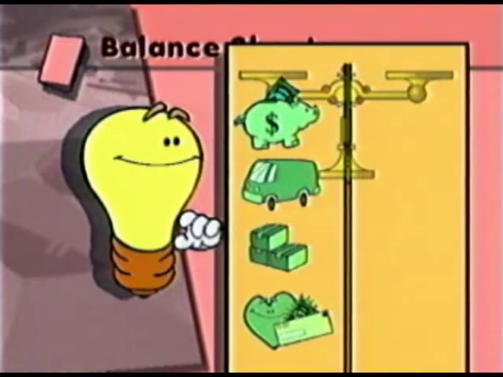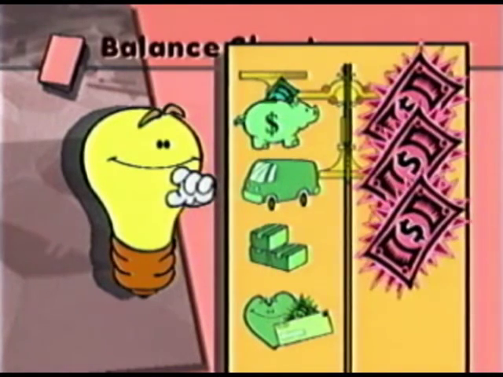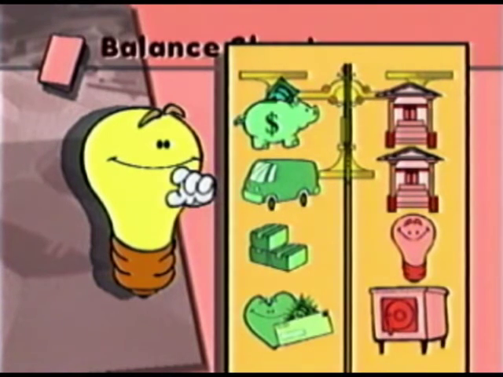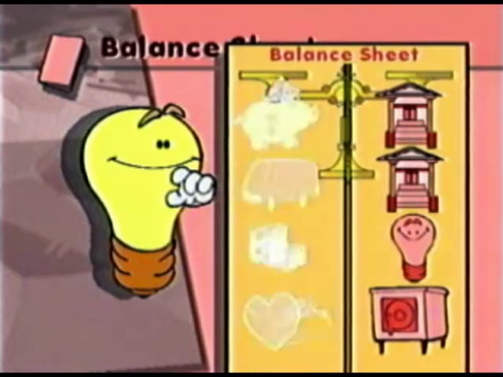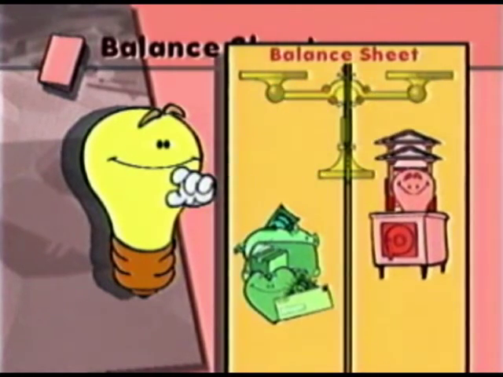You still have some cash, the van, and some inventory, and your customer owes you. This is good. These are assets owned by the business. But the business also owes money for the van and the inventory, and owes you too. These are liabilities. Anything left over is owners' or shareholders' equity. On the balance sheet, total assets should equal liabilities plus equity, and they must always balance.